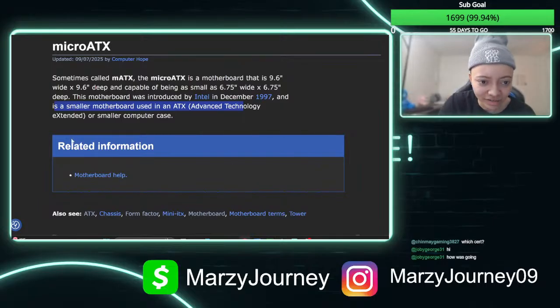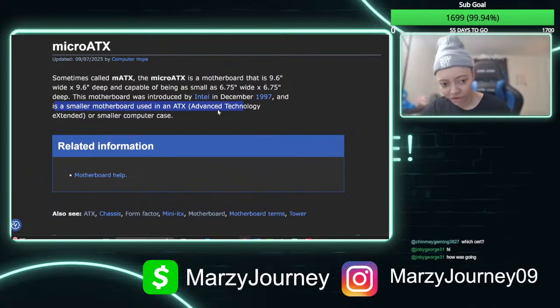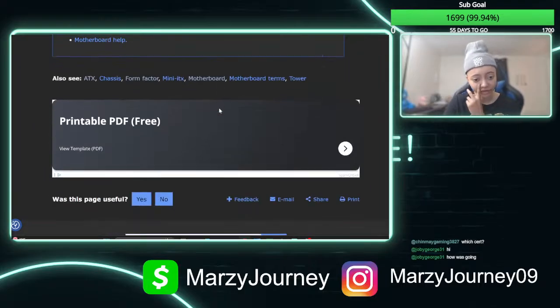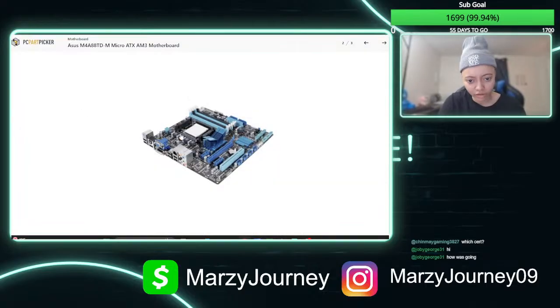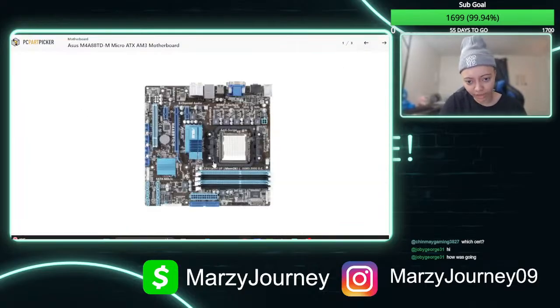So, it's a smaller motherboard used in ATX or smaller computer cases. Advanced technology? Oh, never mind. We don't gotta talk about that. So, I guess there's nothing new. It's just small. So, okay, smaller. I'll just put smaller motherboard. Same thing. No, I'm not gonna do the same thing, but whatever. I guess that's all that is. It looks smaller, but it looks different to me. Hold on. Well, this is a different type though.